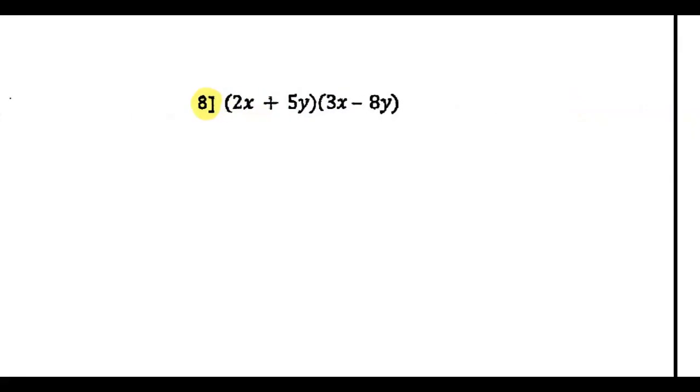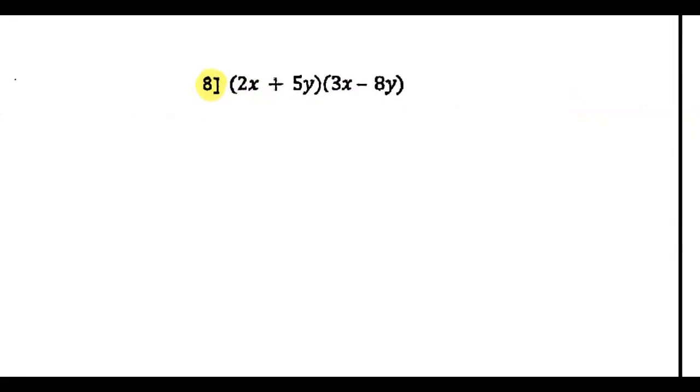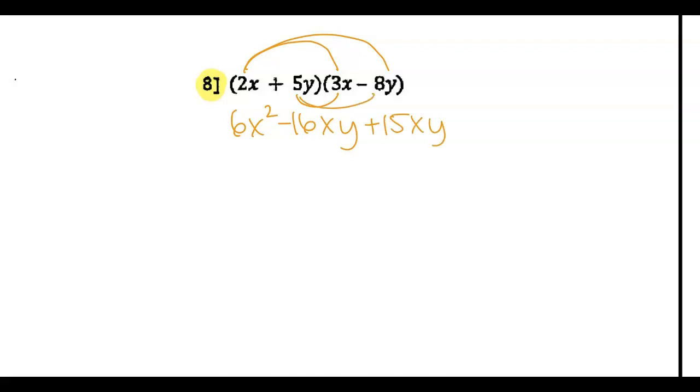Okay, for question number 8, I only picked this because it has 2 variables, so I want you to be careful with how you simplify. So 2 times 3 will give you 6x squared. 2 times 8 is negative 16xy. 5 times 3 is 15xy. And then 5 times 8 is negative 40y squared.